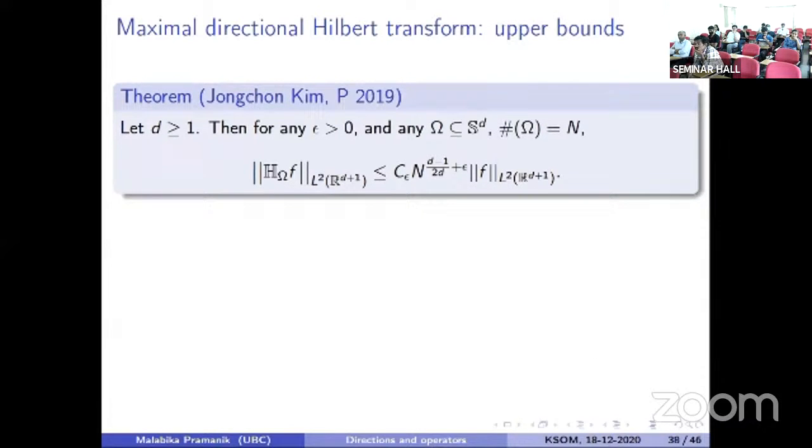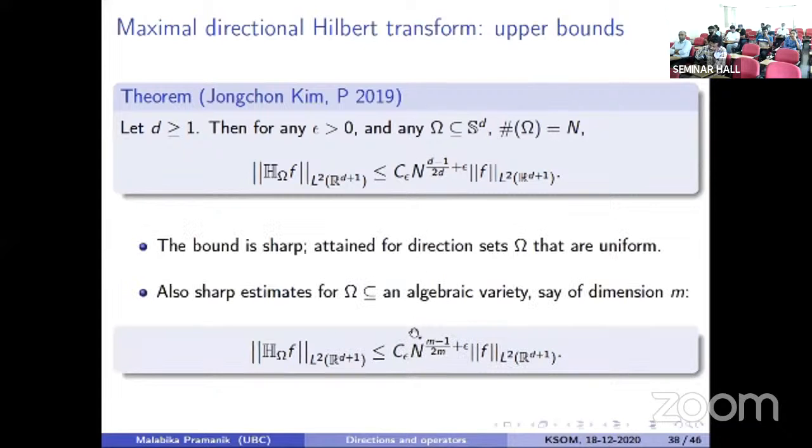Let us turn now to upper bounds for H omega. I would like to state a recent result in this direction with Jongchan Kim. We show that in dimension d, the L^2 operator norm of H omega grows like a power of capital N, namely N to the power (d-1)/(2d), up to an epsilon loss in the exponent. The bound is sharp and attained for uniform direction sets.